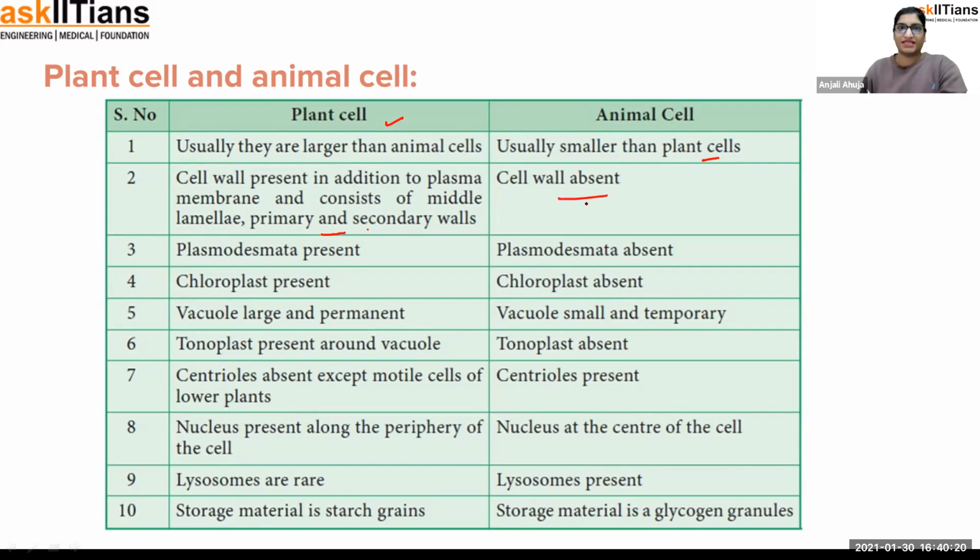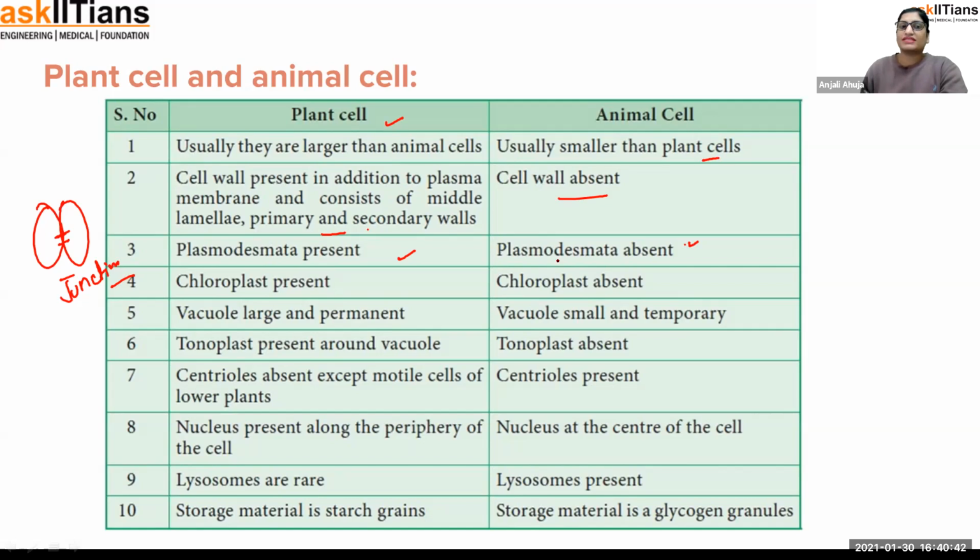Here, cell wall absent. Plasmodesmata. Suppose these are two plant cells, there is a junction, or you just say junction, which helps in transport of material across the two cells. That is known as plasmodesmata in the plant cell, but in animal cell, it is not present. In animal cell, junctions are of different types. They are present, but that happens in a different way.